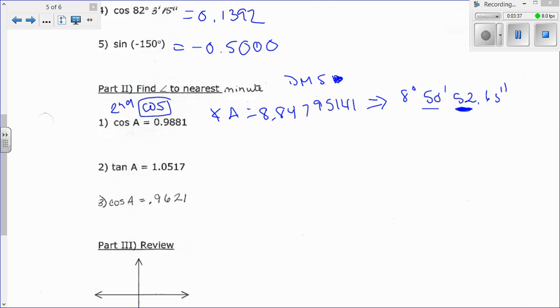We think of degrees, minutes, and seconds: the minutes and seconds are every bit like time. So it's not when you get to 0.5 that you round up. It's when you get past 30 that you round up, because 30 seconds is half of a minute. You have 60, you break it in half. Anytime you get past 30 seconds, you round up to the next minute. So in this case, I have 52 seconds, so my final answer is 8 degrees, 51 minutes.